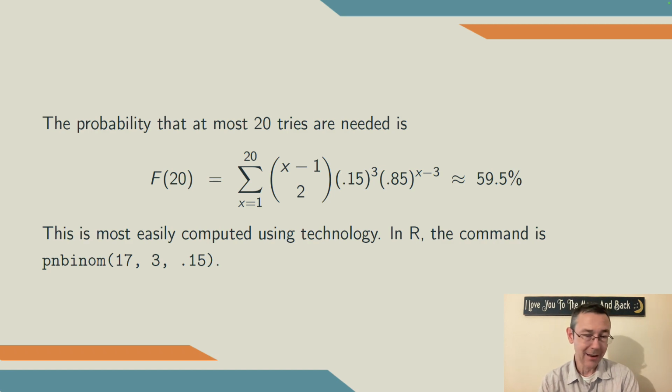Trying to do that by hand is an absolute mess, so you want to use technology for that. In R, the command is pnbinom(17, 3, 0.15). So r is 3, p equals 0.15. 17 here is representing the number of failures that happen before the third success. And so if you have 17 failures, 3 successes, that's 20 trials total.